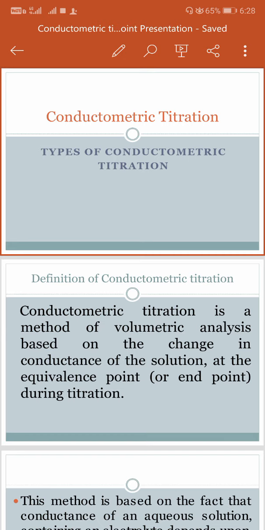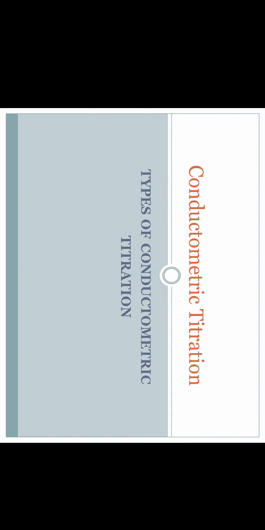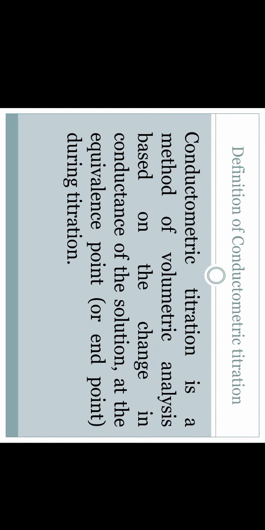Hello students, today we'll study conductometric titrations and the types of conductometric titrations. First, we will define what conductometric titration is. Conductometric titration is a method of volumetric analysis based on the change in the conductance of the solution at the equivalence point during titration. Now, what is the equivalence point? It is when there is a change in the conductance.